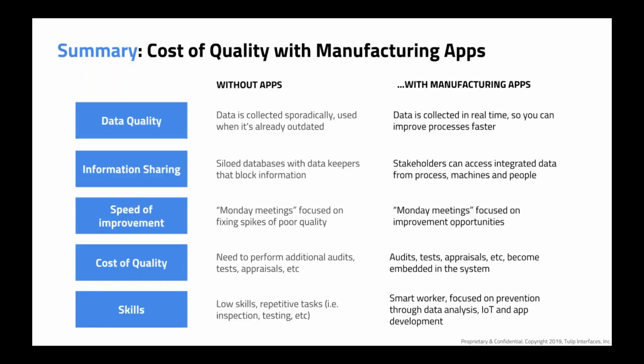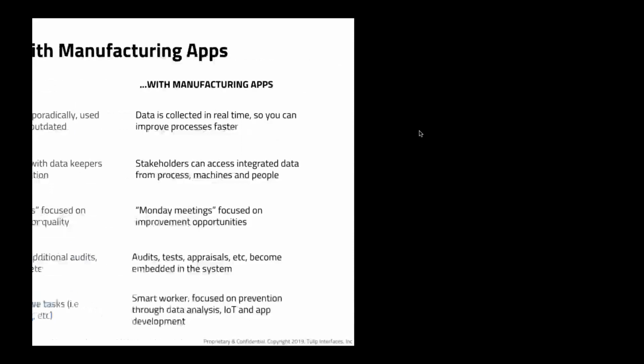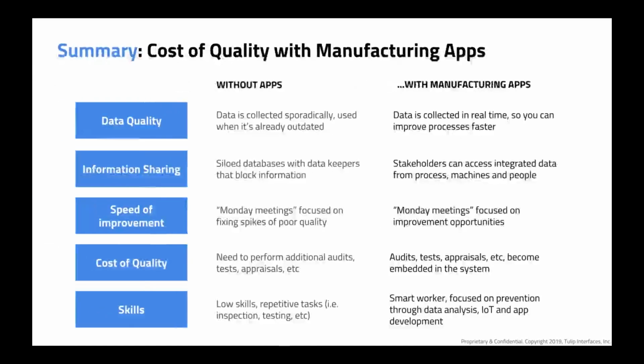So here we are. If you think about going from Industry 1, 2, 3 up to 4 and how it's impacting quality and the cost of quality, literally the cost of setting up manufacturing apps and the Internet of Things is still cheaper than inspection, over-testing, over-auditing, maintaining documentation, and all that. Why? Because without apps, data is collected sporadically, used when it's ready, and it's already outdated. That data could be in real time, so you can get it faster and less costly.